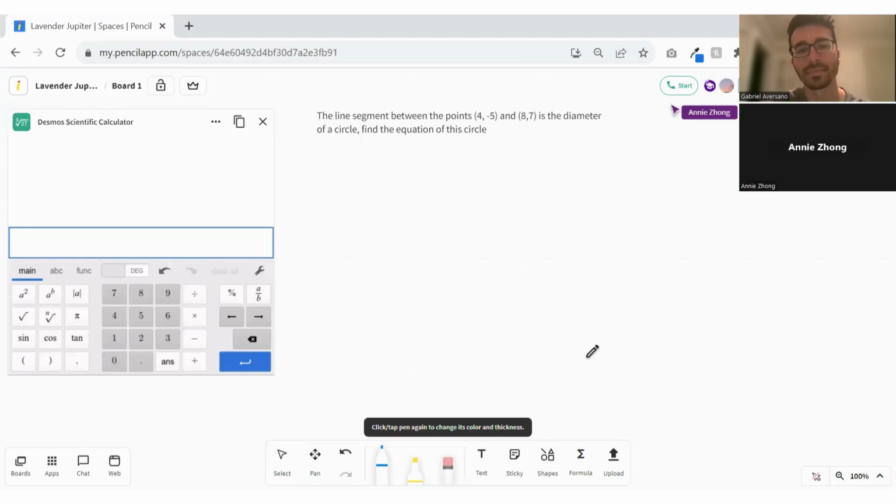Hi, tutor. So I have a question. The line segment between the points 4, -5 and 8, 7 is the diameter of a circle, and I have to find the equation of the circle based on those two points. Could you help me?